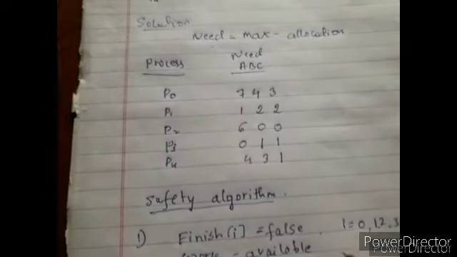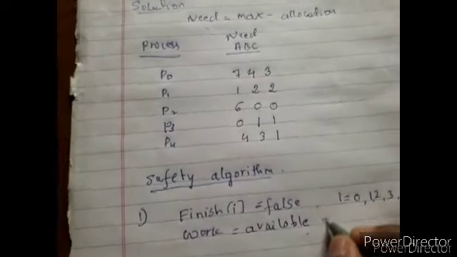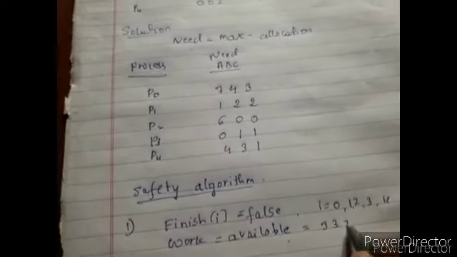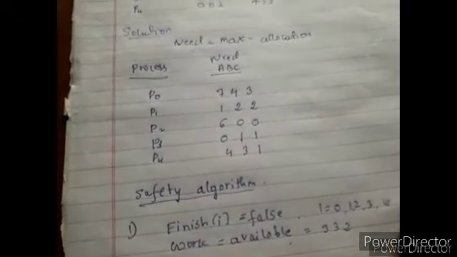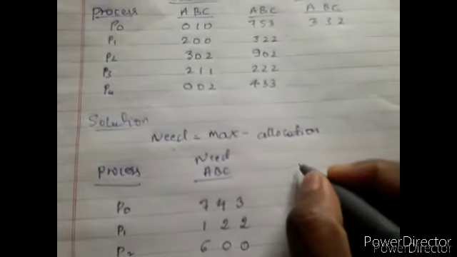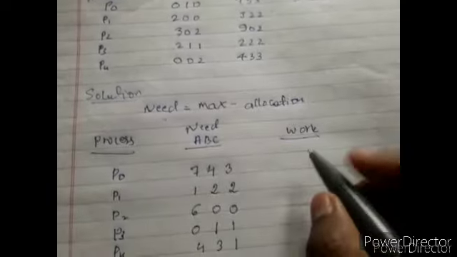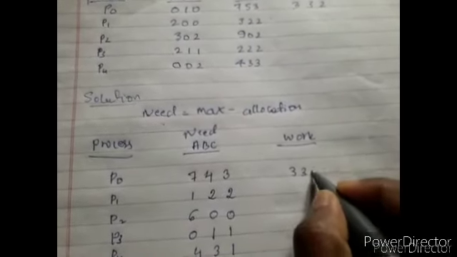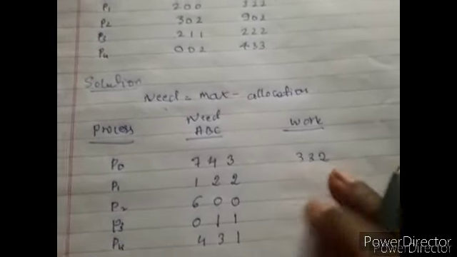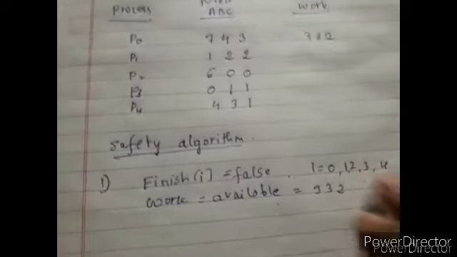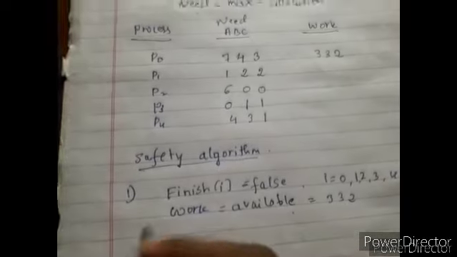So what is the available value? Available is nothing but 332. Work is nothing but available. So I'll write here, current work is equal to 332. Next, after this one, the second step.